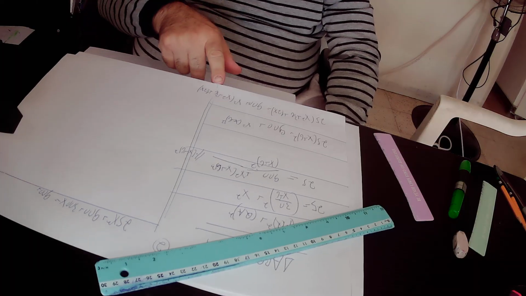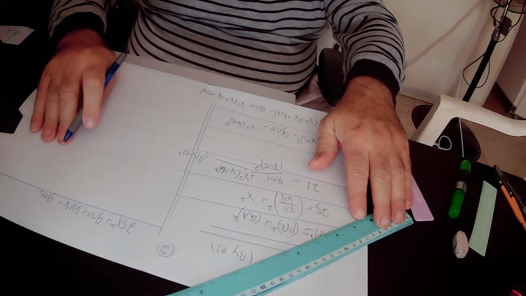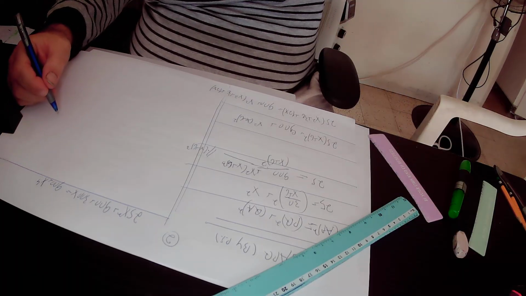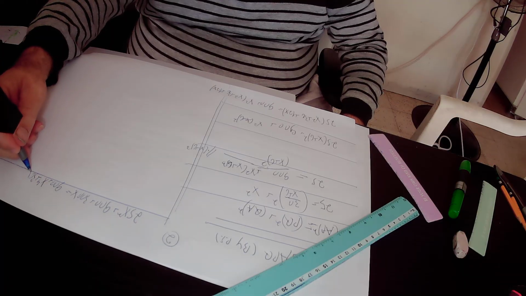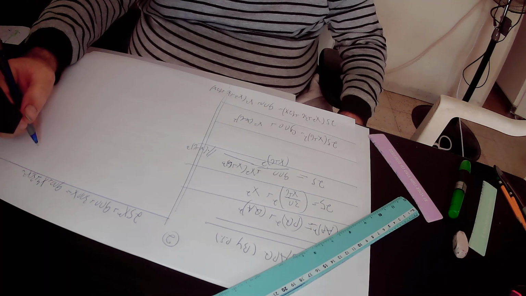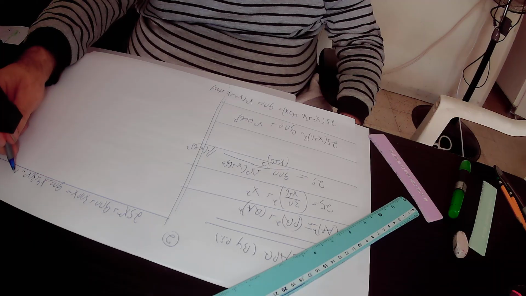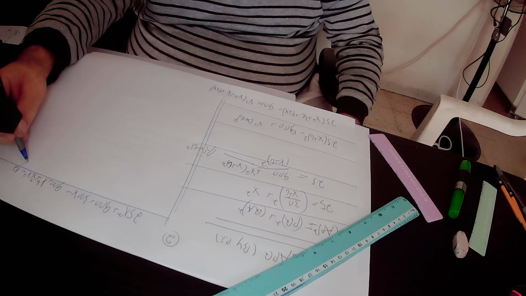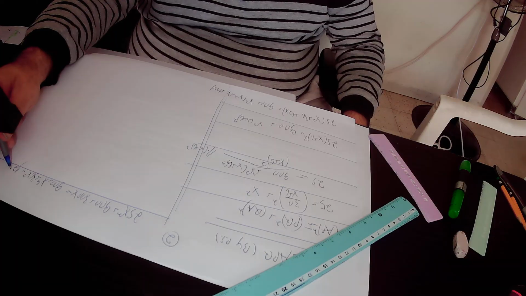So we open the brackets of this expression and find that x squared times x squared is x to the power of 4, and x squared times 36 is 36x squared, and we have x squared times 12x equals 12x cubed.